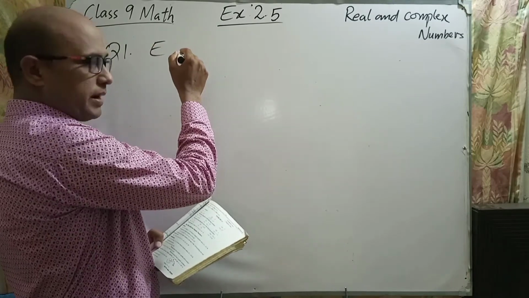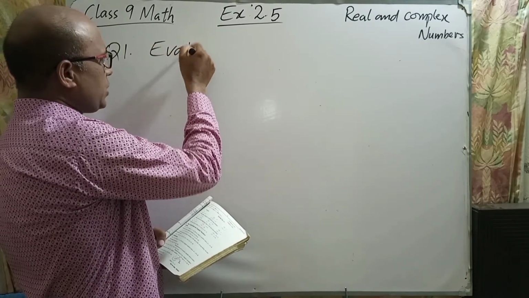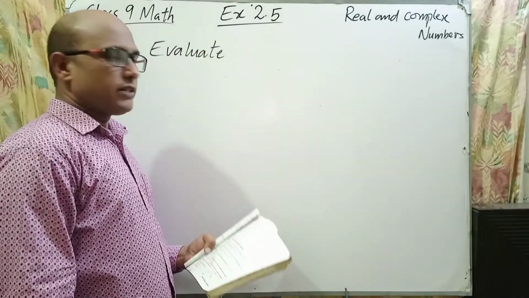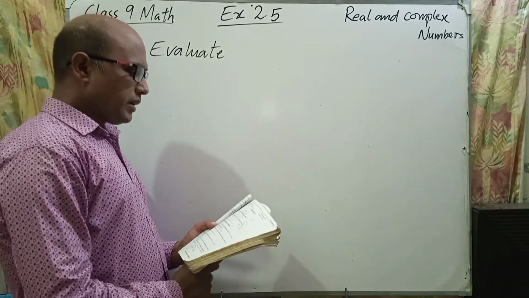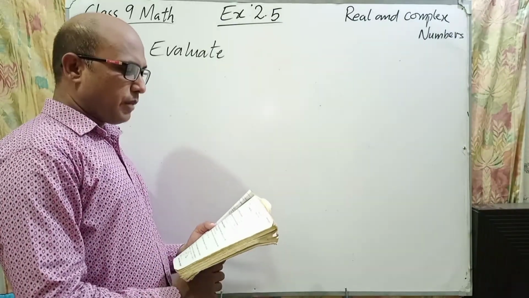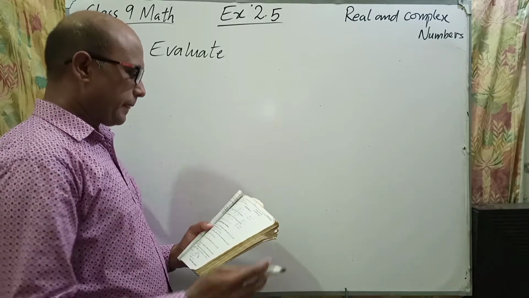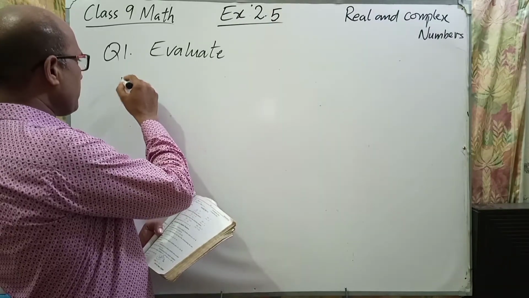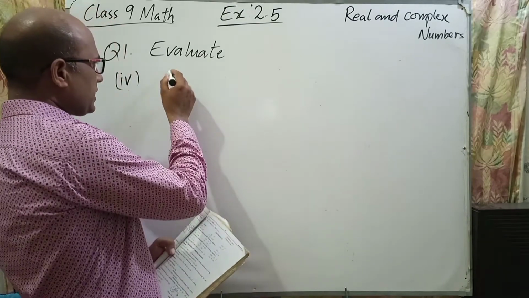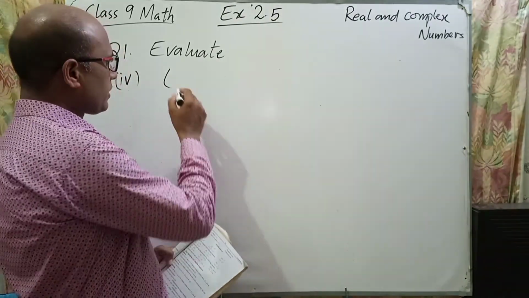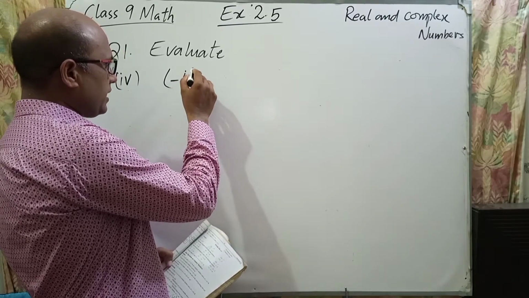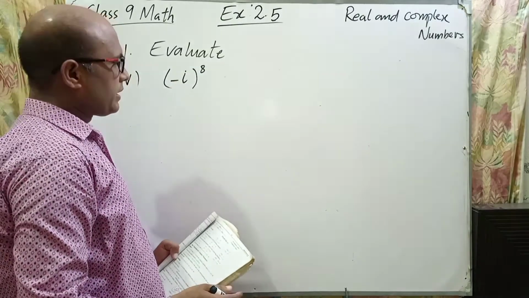Its statement is evaluate. Students, in the first question we have 6 parts. I will do a couple of parts from this question. Let's do part number 4. Students, in this part we have minus iota power 8.